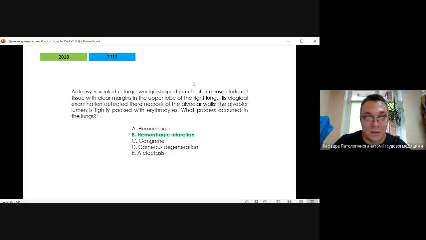Hemorrhagic infarction, that's the typical infarction for the lungs with the wedge-shaped contour, and for sure it's associated with thromboembolism of the small branches of the pulmonary artery.